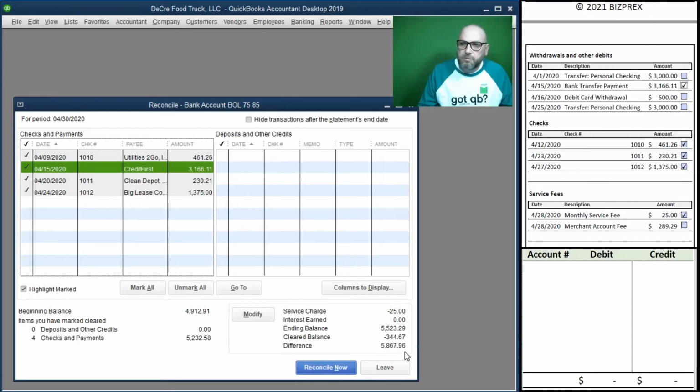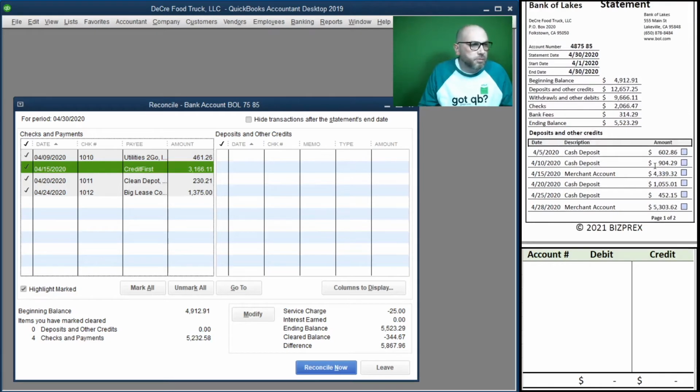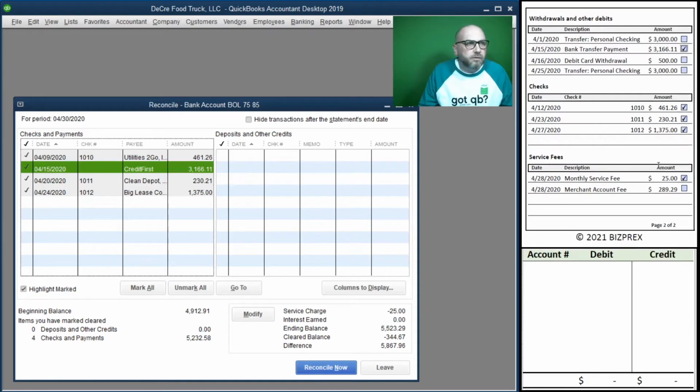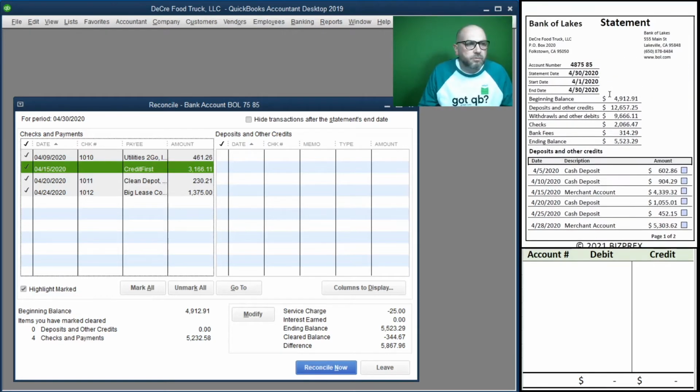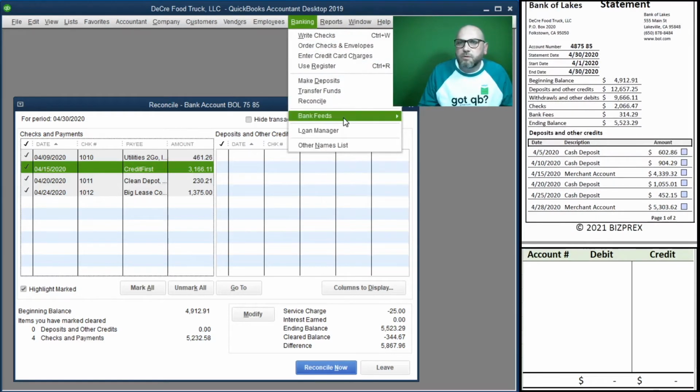We still haven't completed reconciliation. And the reason is, again, we don't have our deposits posted, for example, which we're going to post right now. And then we have a couple of withdrawals and other debits and the merchant account service fee that we haven't posted. So we're going to start working with those. Let's go ahead and do deposits first through our deposit. Okay, so here we go.